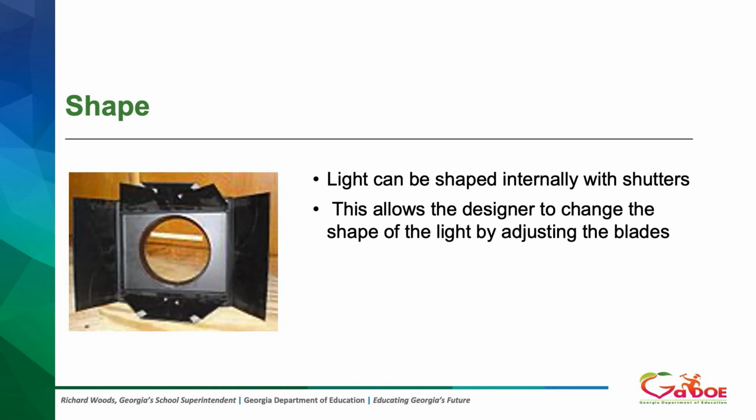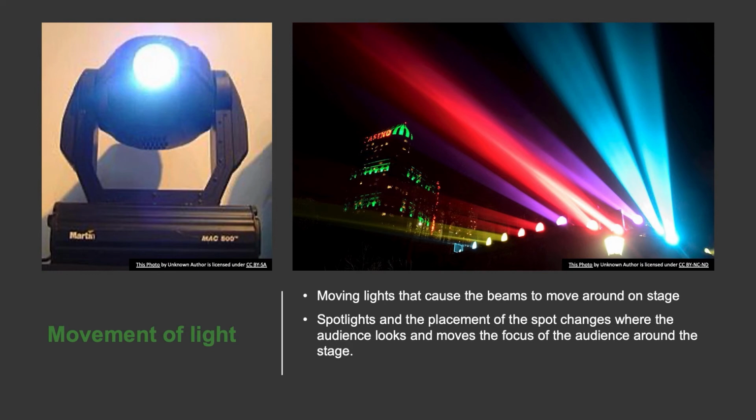Shape. Light can be shaped internally with shutters. This allows the designer to change the shape of the light by adjusting the blades. Movement of light. Moving lights that cause the beams to move around on stage. Spotlights and the placement of spot changes where the audience looks and moves the focus of the audience around the stage.